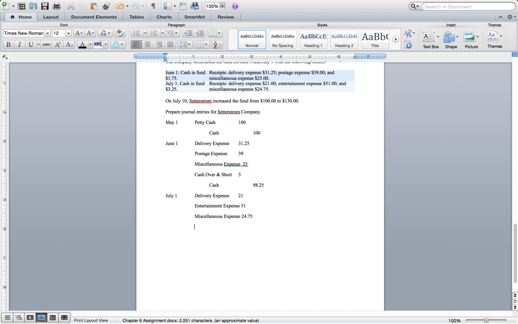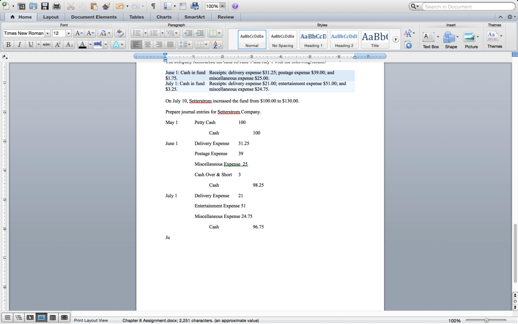Now, again, the balance has to go back to being $100. And there's $3.25 in the account. So if you take 100 minus $3.25, you want to credit cash for that difference, which in this case is $96.75. And when you add up the three expenses, it equals $96.75, so there's no cash over and short.